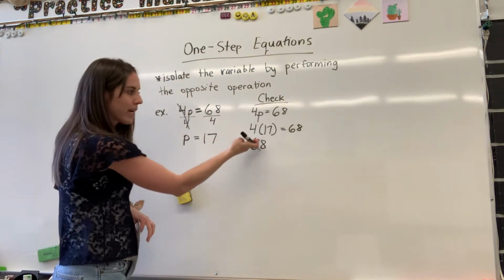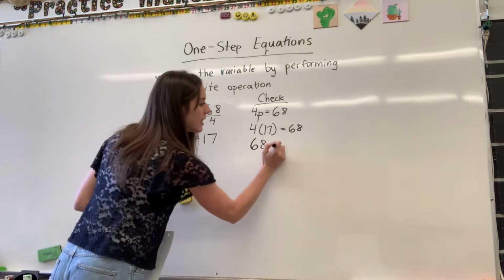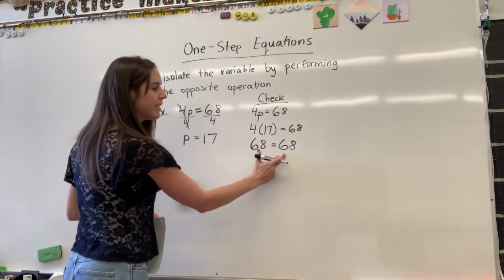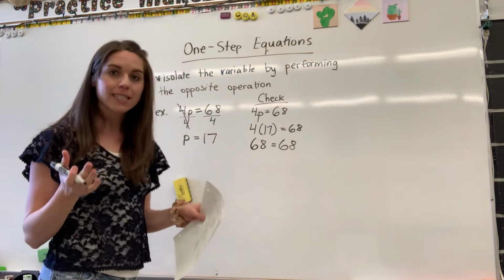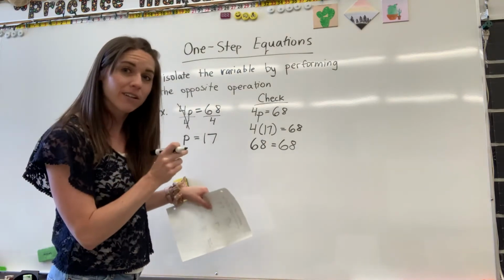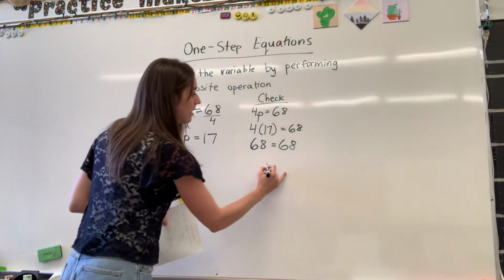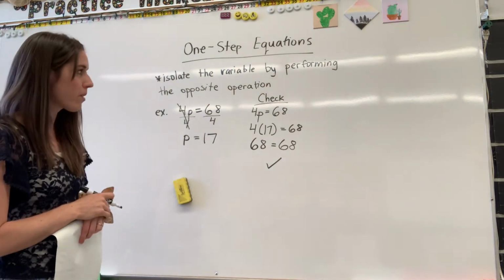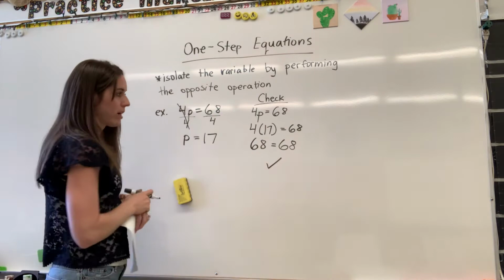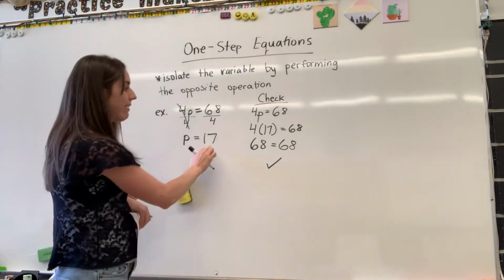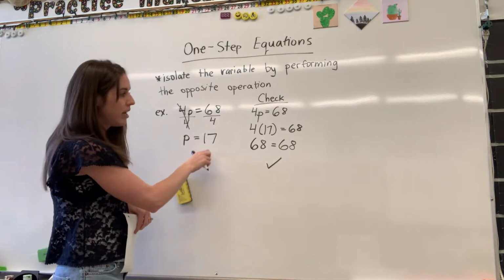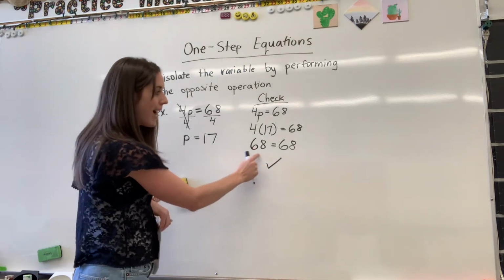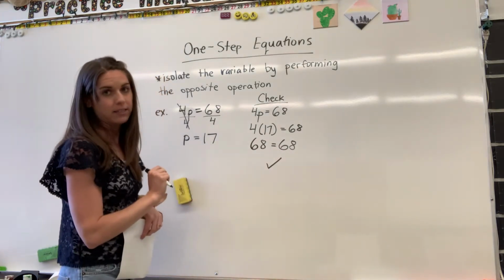So see how I'm working down the page? 68 equals 68. If these two sides are balanced, if they are identical, that means you did it right. So you give yourself a literal check mark. So that's how you check your work. What that all means is 17 is your answer. You're checking it over here. You know 17 is correct because it balanced.